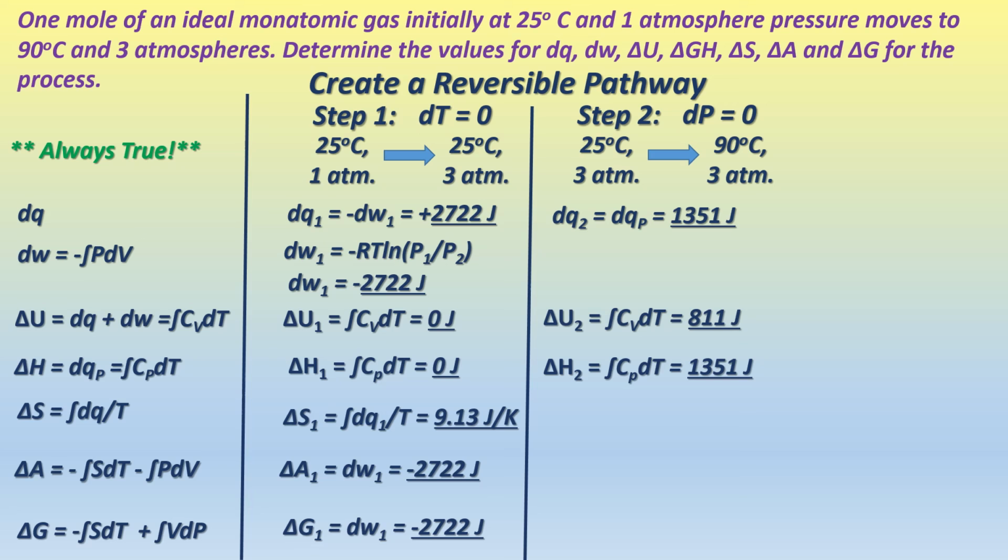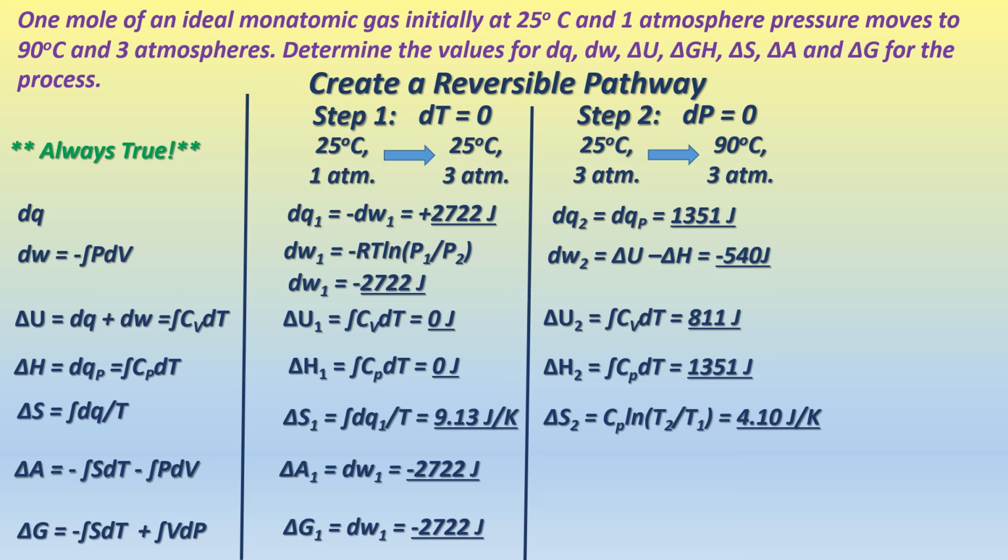Delta U is heat plus work. I have a delta U and I have a heat. So work is going to be delta U minus dQp, or delta U minus delta H, minus 540 joules. Entropy is the heat flow divided by the temperature. In this case, pressure is constant, temperature is not. Heat at a constant pressure is Cp dT. Cp dT over T is the heat capacity at a constant pressure times log T2 over T1. I have T2, I have T1. I have an entropy of 4.1 joules per degree Kelvin.